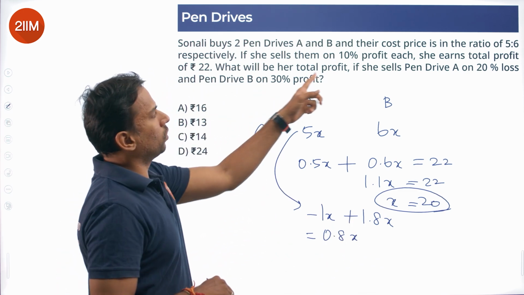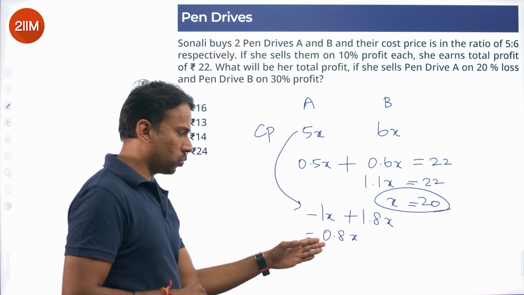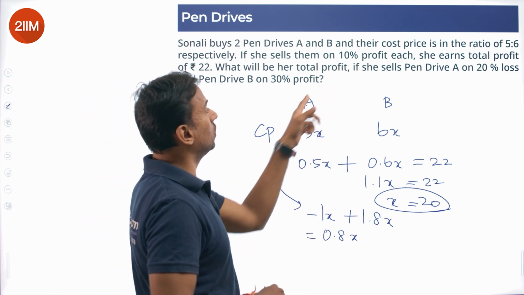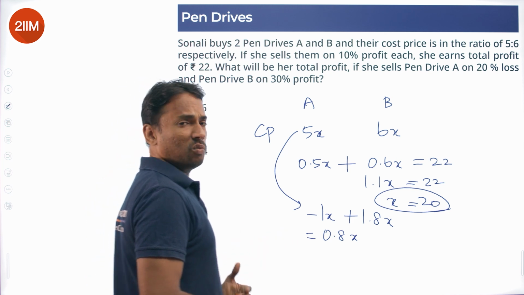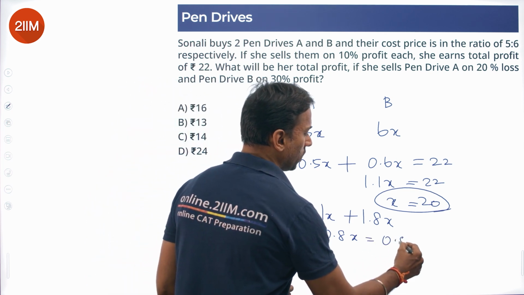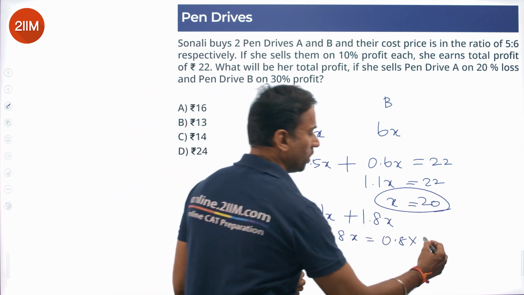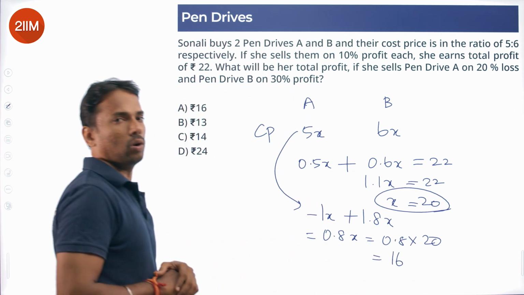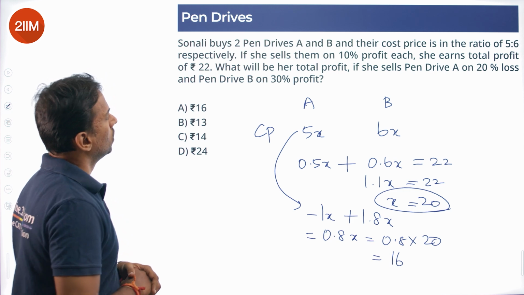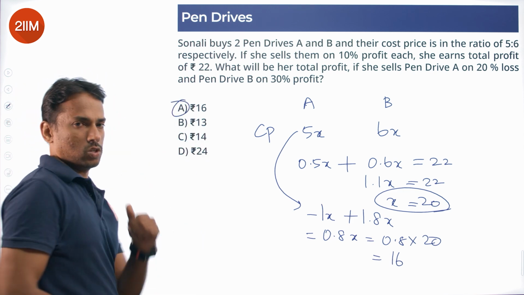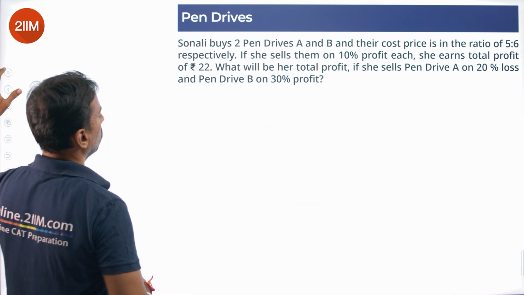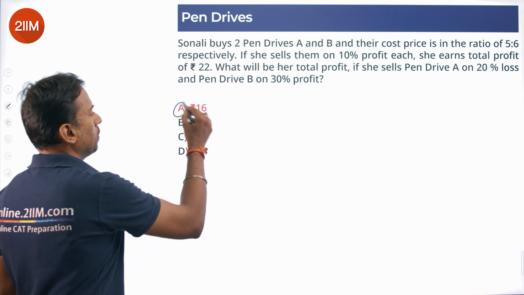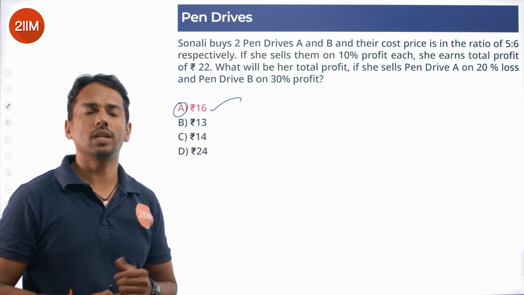So what will be her total profit? Total profit is going to be 0.8x if she sells this way. So we need to find the value of 0.8x. It's going to be easy. 0.8 into x, we just now found it to be 20. So 0.8 into 20 is 16. So her total profit should be 16. Option A, 16 rupees, should be the right answer. Yeah, we are absolutely right. Option A, rupees 16 is the right answer.